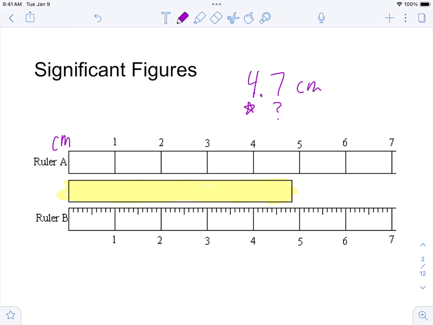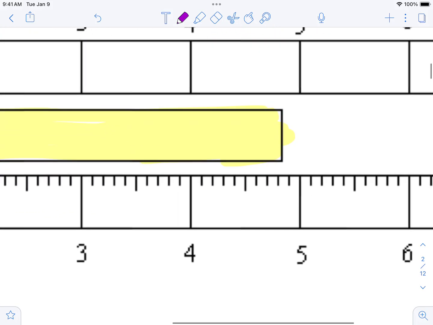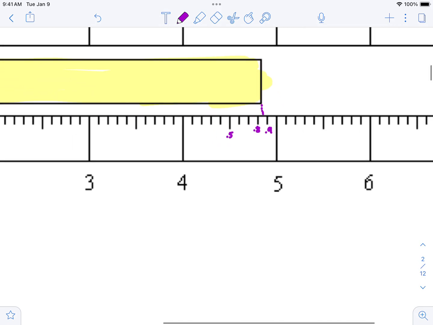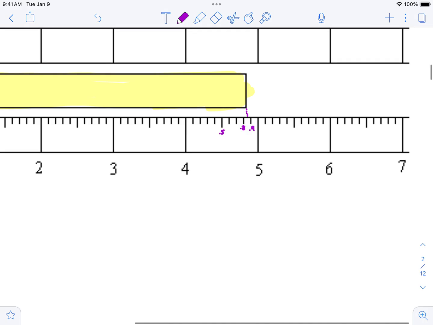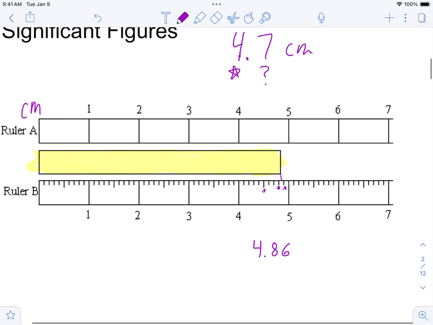If you look at ruler B, notice ruler B has more markings. It's more precise. If we look at this, this is your 4.5, 6, 7. This is your 4.8, and that's your 4.9. Any reasonable person would say that's between 4.8 and 4.9. So we know it's 4.8 something. That something is a guess. We could put a 5, a 6, a 7, any digit there we want.